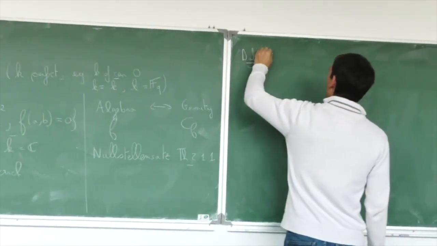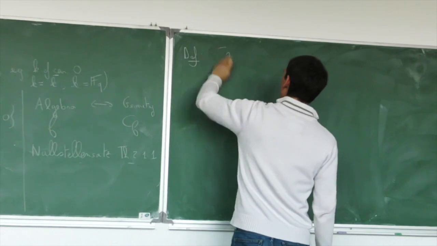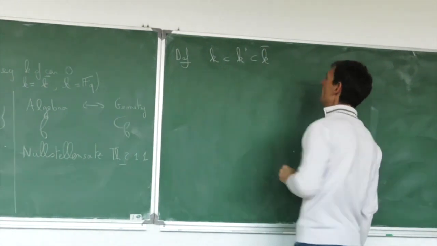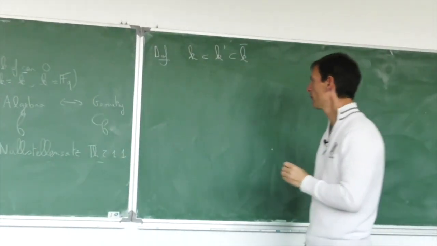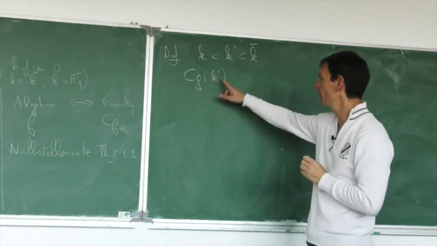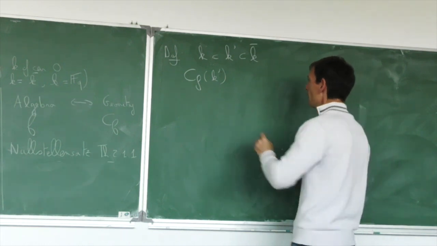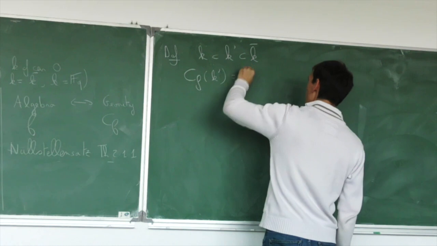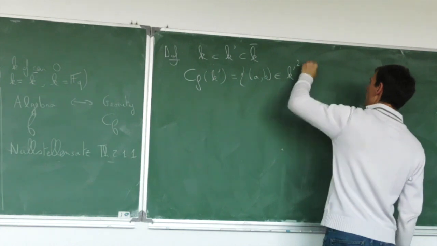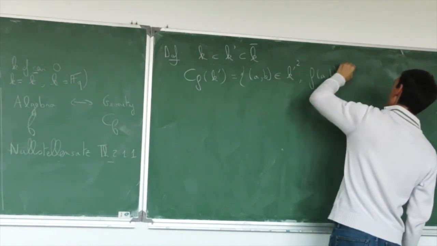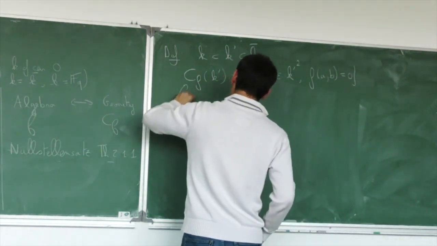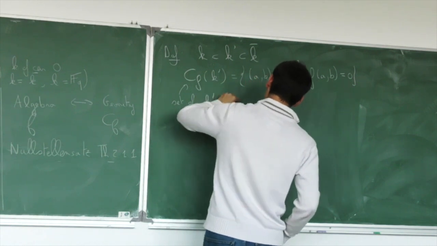So what I'm going to denote, let's say we have k, and I can take any k prime, any field between k and the algebraic closure. Then I can speak about k prime rational points on C of f. As you can guess, they are just going to be the set of points (a, b), where now I restrict to k prime, which are on the curve. So this is going to be called the set of k prime rational points.